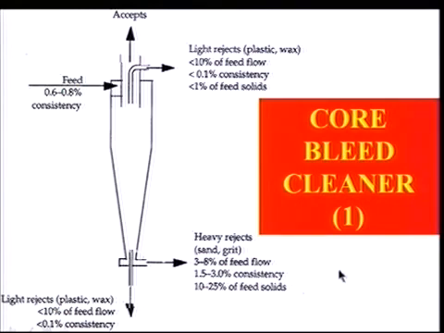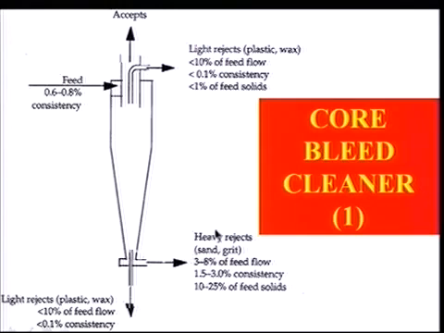The core bleed cleaner is where we try to remove high density contaminants as well as low density contaminants in a single unit. Here we have the feed swirling around, and high density material is removed through the underflow. The remaining pulp swirls back up, low density material concentrating near the center is removed through this core, and the accepts going through the annular tube here is removed, and that is your clean fiber devoid of low density and high density contaminants.